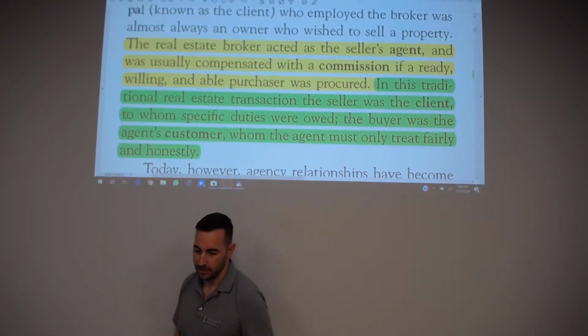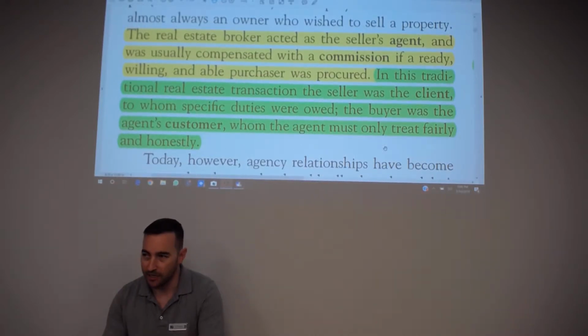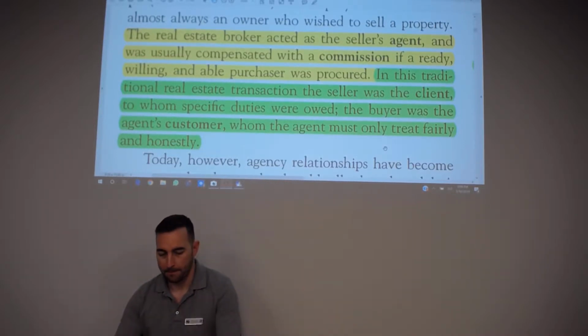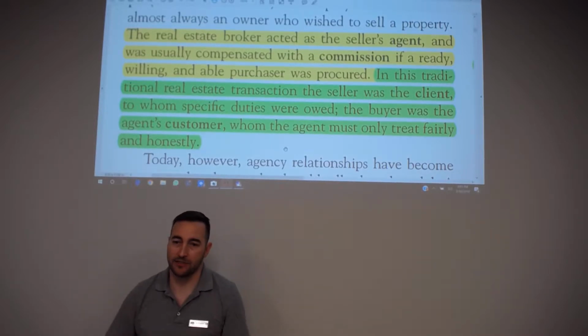That was the principal. So the real estate broker acted as a seller's agent and was usually compensated with a commission if a ready, willing, and able buyer was procured. So if you're the one that brought the buyer, you get paid. In this traditional real estate transaction, in green, make sure you highlight, put stars, put bubbles. In this traditional real estate transaction, the seller was the client to whom specific duties were owed, and the buyer was the agent's customer, whom the agent must only treat fairly and honestly.